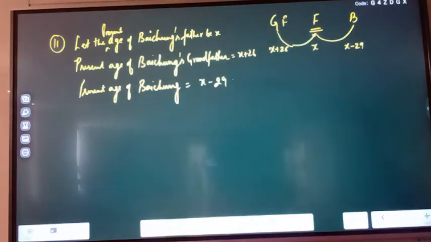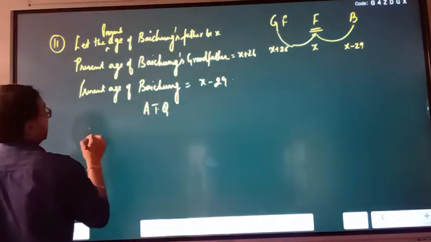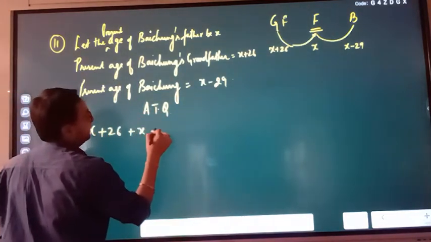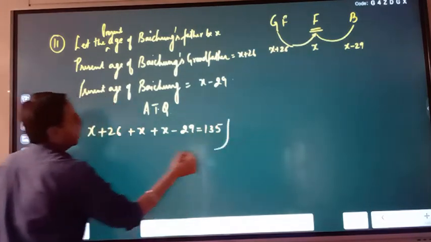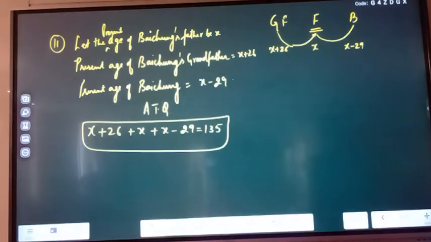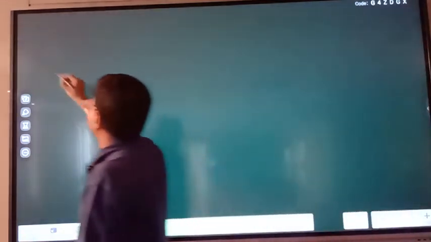According to the question, the sum of their ages, that means grandfather, father plus Baichung's age, is 135. Solve and get the answer. Clear with this? Next question. Question number 12.